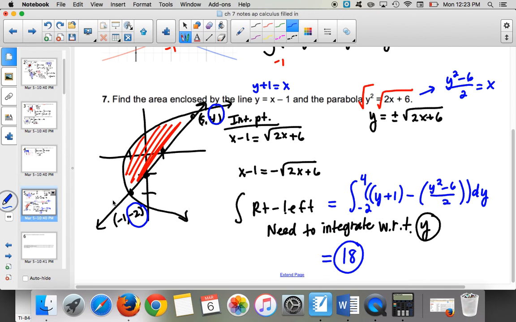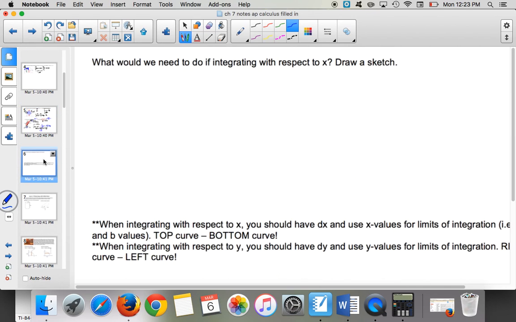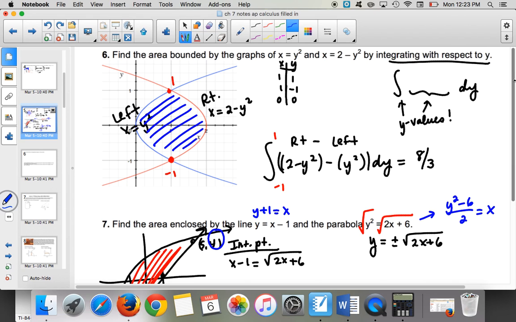All right. Are you guys understanding this? Do you guys feel like you can do your homework now? So right minus left, you're feeling pretty good? So yeah, we just have that one more. It says, what would we need to do if integrating with respect to x? Like you could do that last one with respect to x.